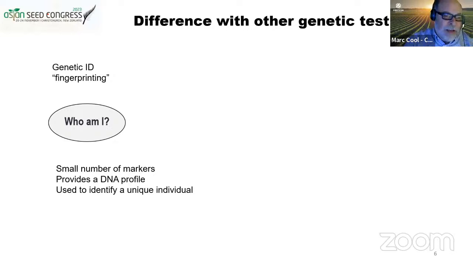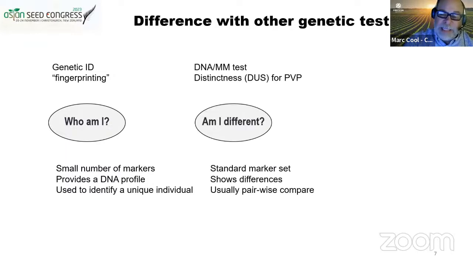So genetic fingerprinting is really to answer the question, who am I as one individual, one variety? It's usually a small number of markers. It provides a DNA profile like it does with humans, and it's used to identify one unique individual. Another test is the distinctness test, such as also more and more used under UPOV as a descriptor. And that is really to identify if that individual is different from other individuals. So therefore could apply for PVP. And that's a standard marker set.